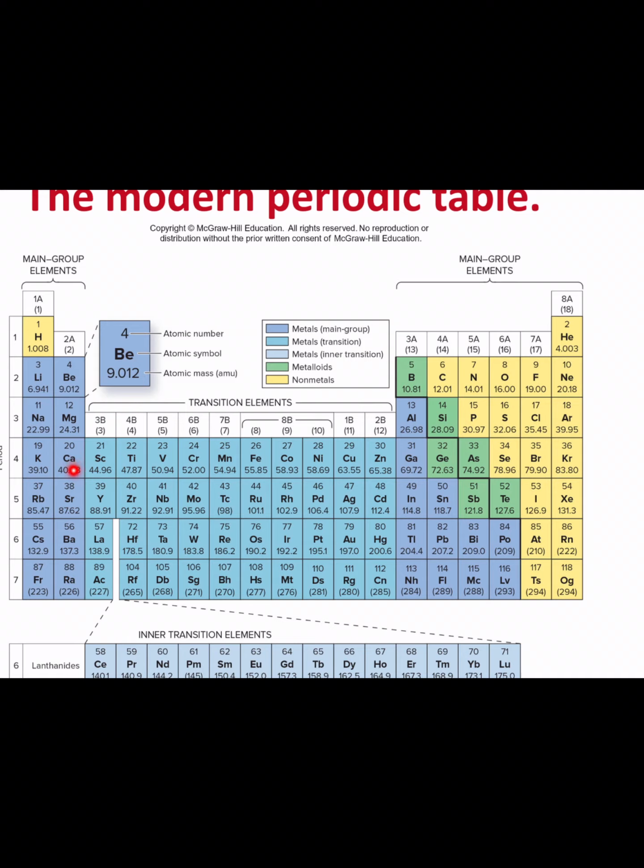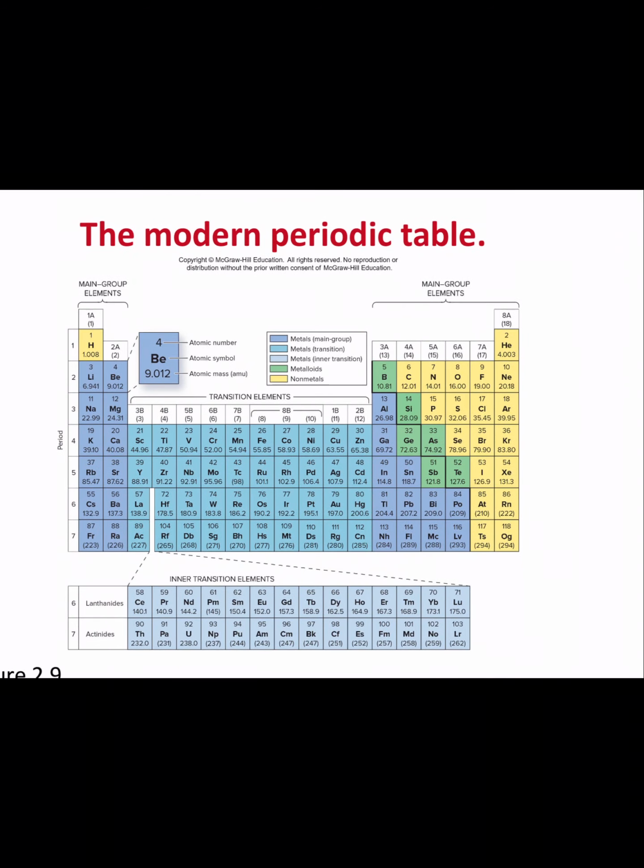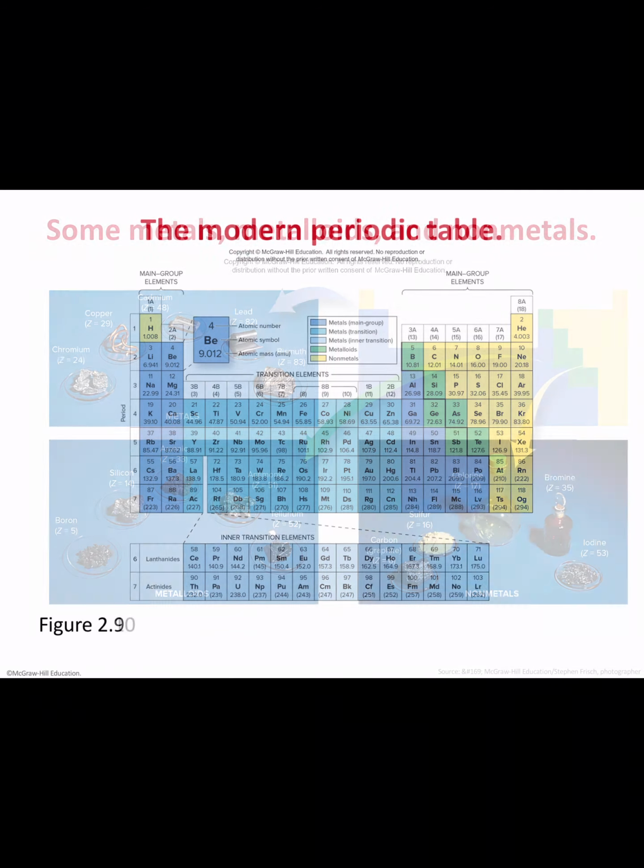And how many protons? 20. So protons are positively charged, plus 20 minus 18, making calcium 2 plus charge. So calcium will make 2 plus charge to resemble argon configuration. Okay. And I don't remember the third one, but we can go and see.